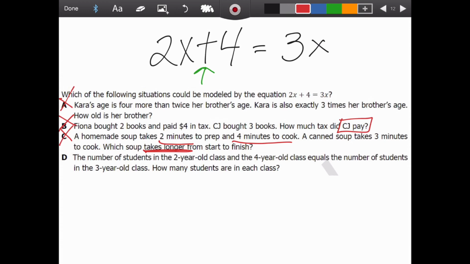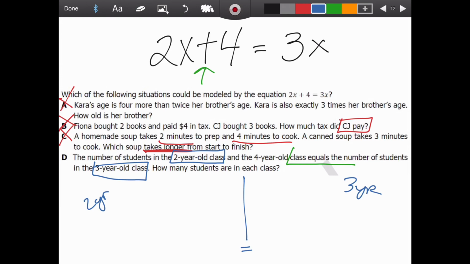Let's take a look. The number of students in the 2-year-old class and the 4-year-old class is equal to the number of students in the 3-year-old class. How many students are in each class? Okay, so in this one, at least I have it where it says the class is equal. So we're talking about the 2-year-old class, which is going to be on my left side, and the 3-year-old class, which is going to be on my right side.